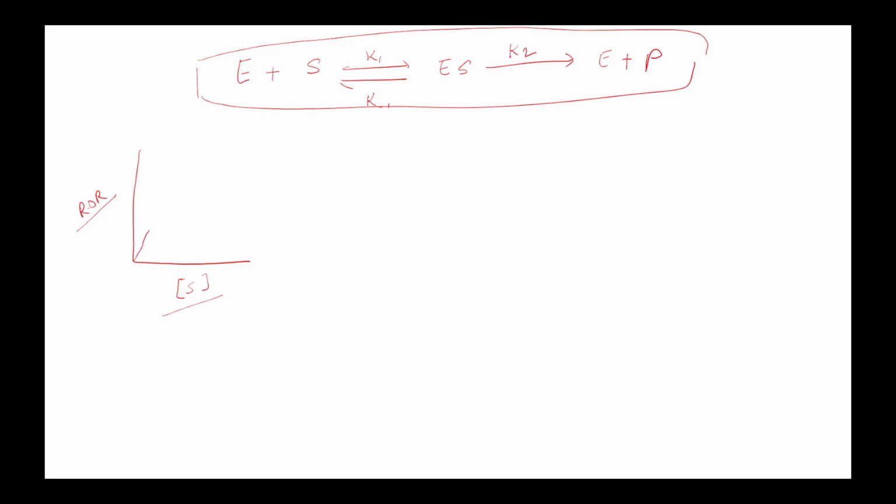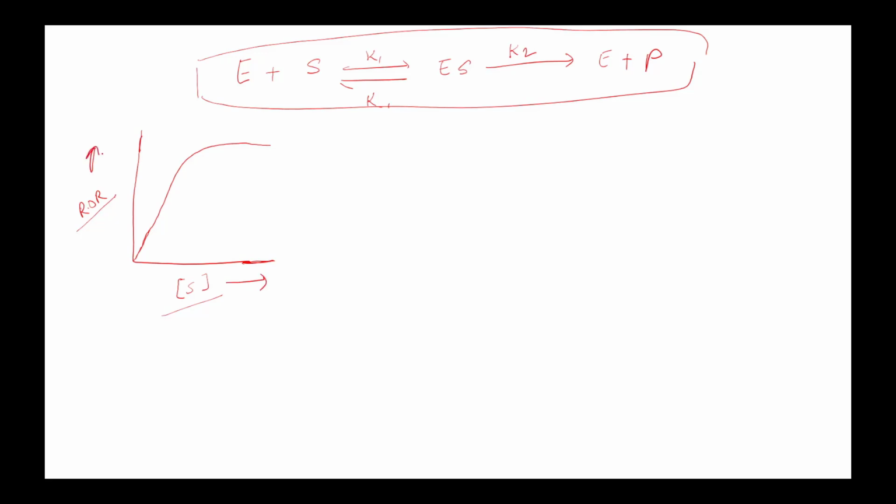As you increase the substrate concentration, the rate of reaction keeps increasing linearly until the reaction reaches a maximum velocity. Then, when the reaction reaches the maximum velocity, any further increase in the substrate concentration does not increase the rate of reaction. This is a Michaelis-Menten graph.